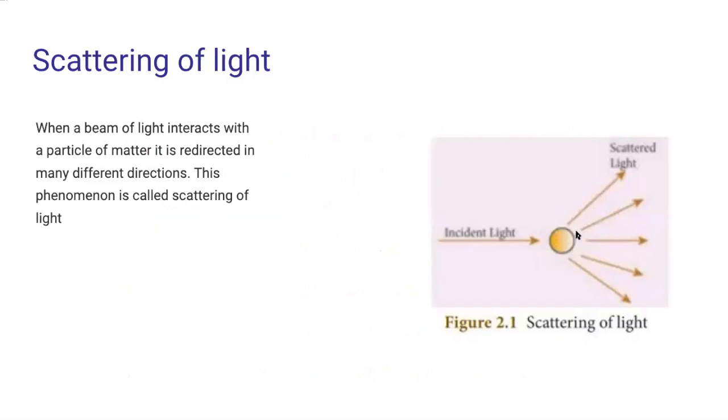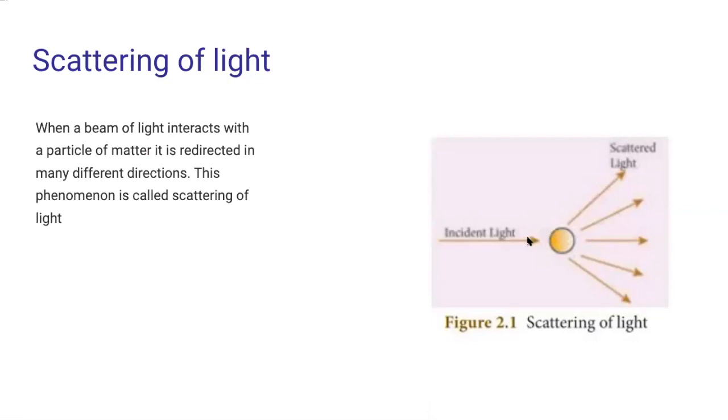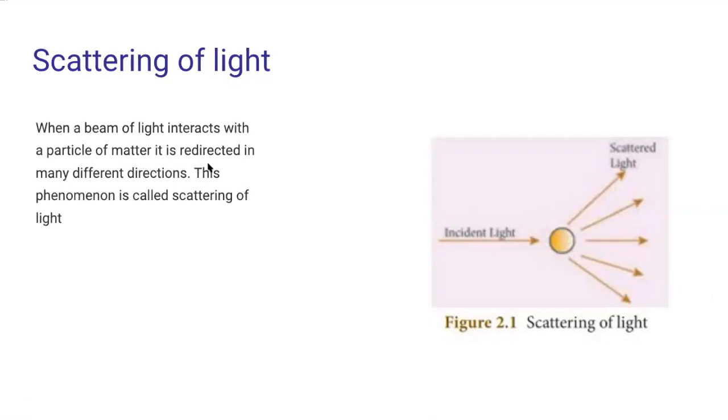So when there is a particle, light comes, and if it is a big particle, probably it will get reflected or whatever. But if it is a small particle, it will behave differently. It will get scattered in different directions. So some light will get reflected, some light will get refracted, some light will get scattered. So scattering is redirection of this incident light in different directions.